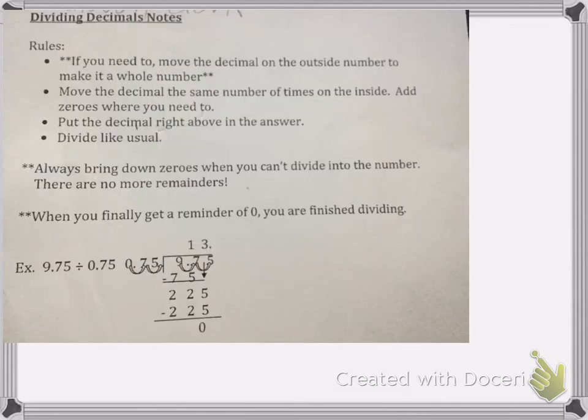All right, so here are the actual notes for dividing decimals. Okay, so if you need to move the decimal on the outside, as you can see here, I needed to move it 2 times to make it a whole number. Your outside number here of your division needs to be a whole number. It cannot be a decimal. So that's why we swoop. Okay, you move the same number of times inside as you did outside. And if you need to, make sure you add some zeros.